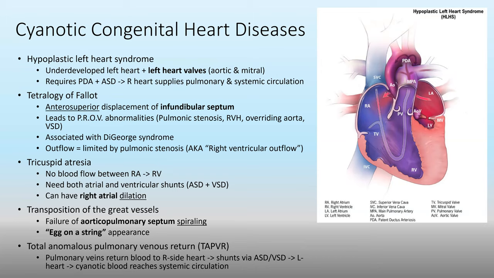But remember, the outflow is limited by pulmonic stenosis. That's high yield. So, right ventricular outflow. As the blood flows through the stenotic valve, it backs up, and then it shunts across. So the amount that the pulmonic valve is stenotic determines how the blood shunts across the right side of the heart and how much cyanosis is present.